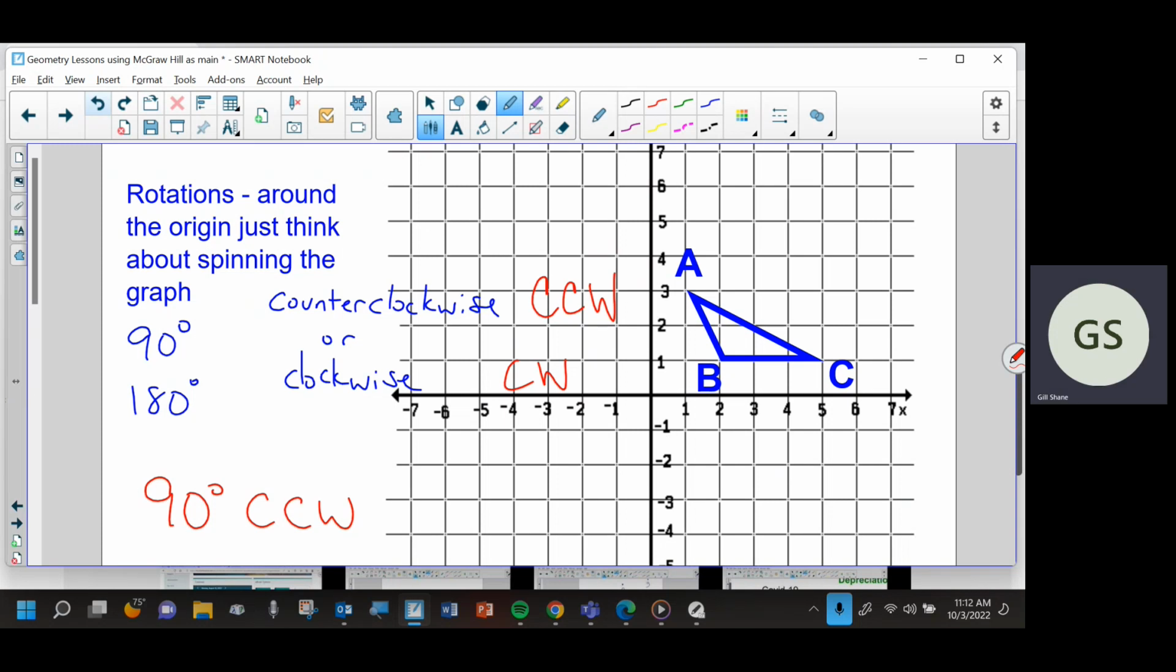90 degrees is a quarter of a turn, right? Because it's 1/4 of 360. A circle is 360, and 90 degrees is 1/4. So that means it's going to move from here. Counterclockwise means the opposite direction of the red hand. So that image will move from this quadrant into this quadrant. And I'm about to get rid of a lot of those words.